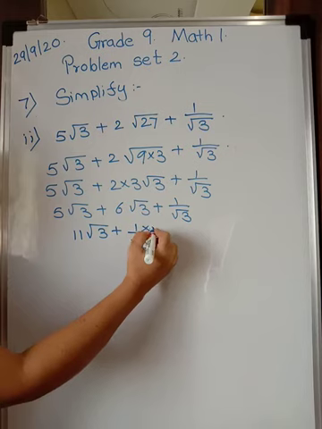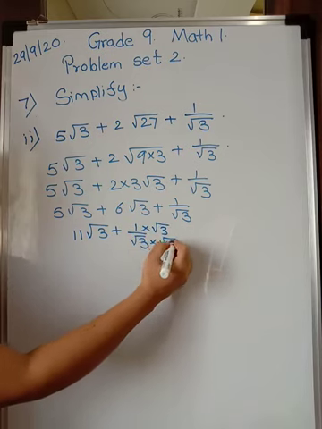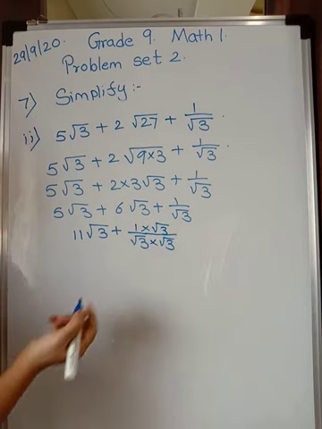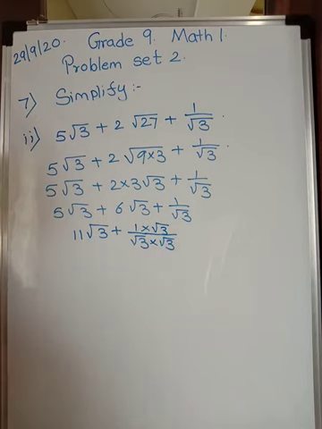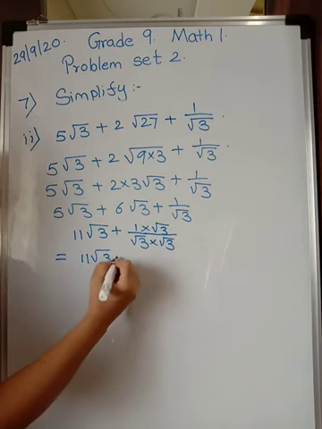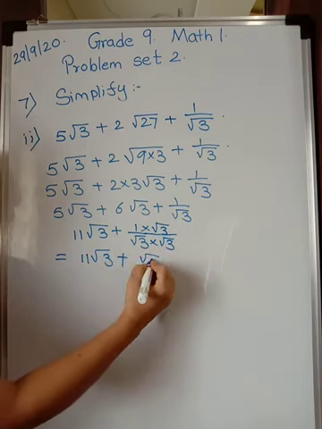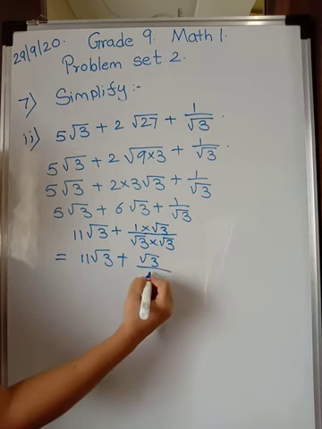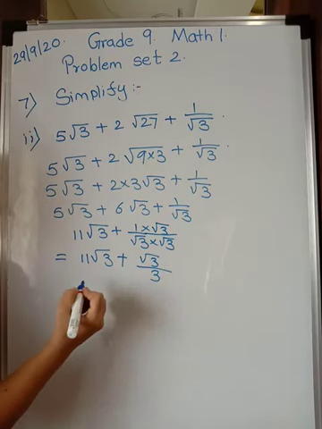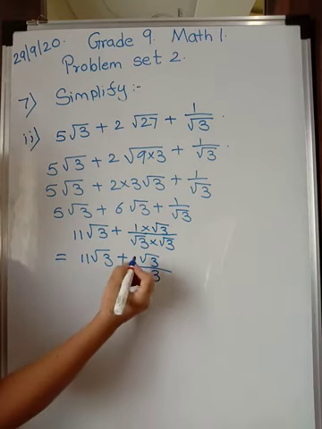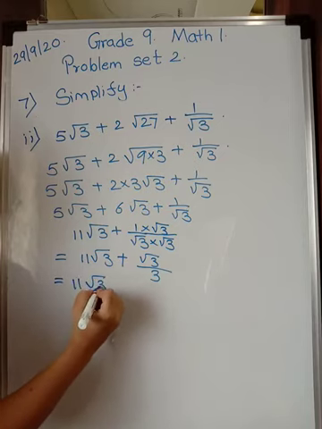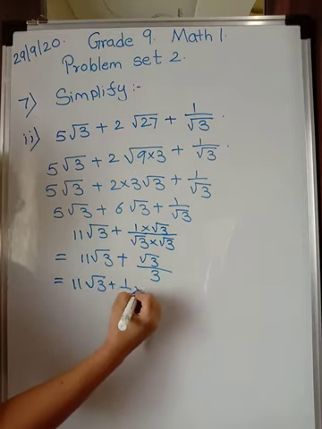So what am I going to do? Multiply numerator as well as denominator by root 3. If you multiply the denominator and numerator with the same number, the value remains unaffected. But we are getting it in terms of root 3. See now, this is equal to 11 root 3 plus 1 into root 3 is root 3 upon root 3 into root 3 is 3. So this is nothing but 1 upon 3 root 3. So this I can write as 11 root 3 plus 1 upon 3 root 3.